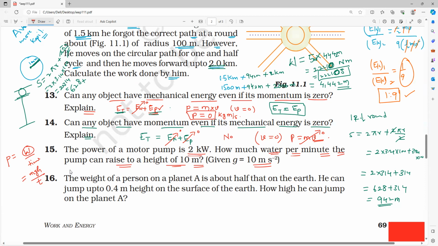Now they are asking how much water per minute it can send. So per minute means what is the time period? We'll solve this question. So per minute means how many seconds? 60 seconds. And they're asking how much. How much means mass. So power into time is equal to mgh. So now mass is equal to power into time divided by g into h.